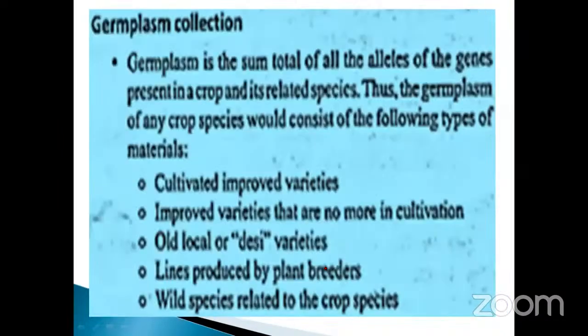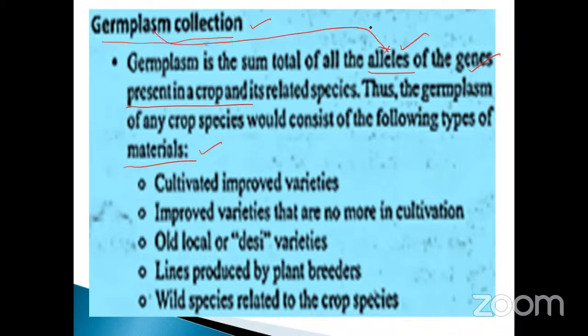Okay, my dears. Go to the next one. The second process is called germplasm collection. This is also the second type. Germplasm is the sum total of all the alleles of the genes present in a crop and its related species. Present in the crops, alleles or genes. Thus, the germplasm of any crop species would consist of the following types of materials. Okay. Germplasm is nothing but the alleles or genes.